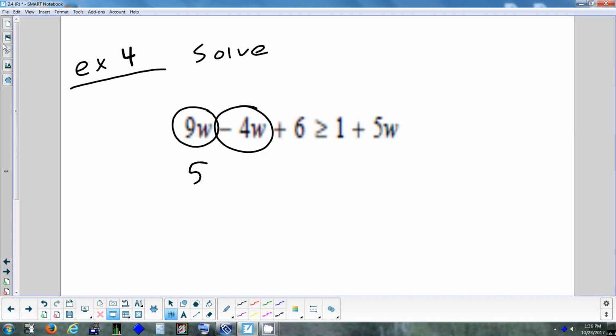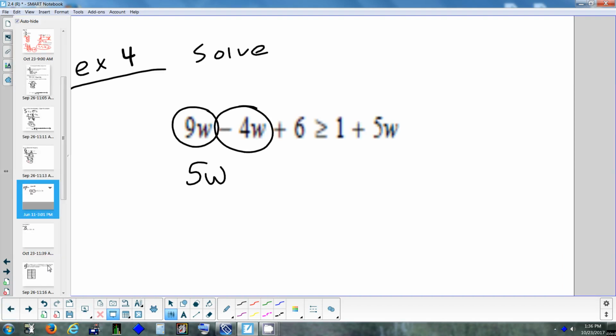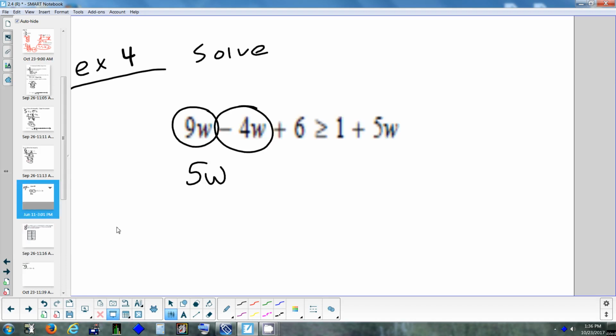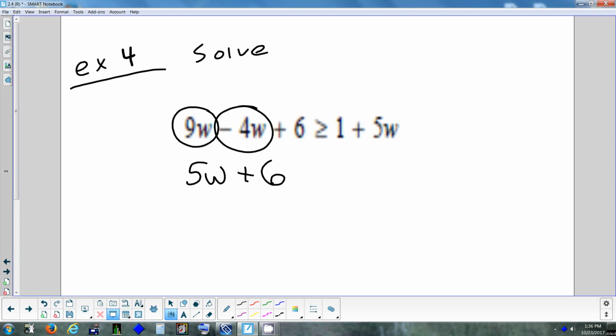I'm going to get 5W. Everything else I didn't do anything with, so what can I do? Just bring it down. Nothing else happens with it. All right, 5W plus 6. Now it kind of looks like what I did in the last example, where I have variables on both sides. All right? Mr. Fairbanks, do you think you know what you can do here?